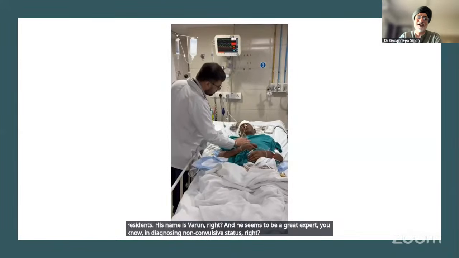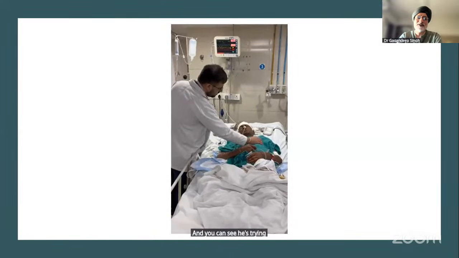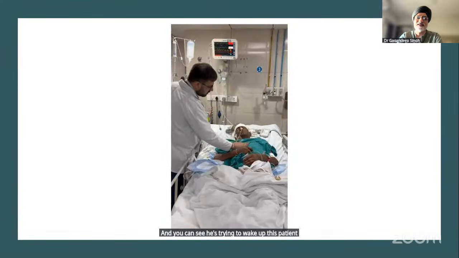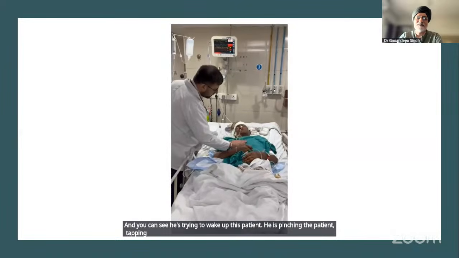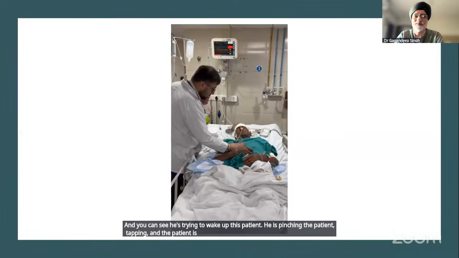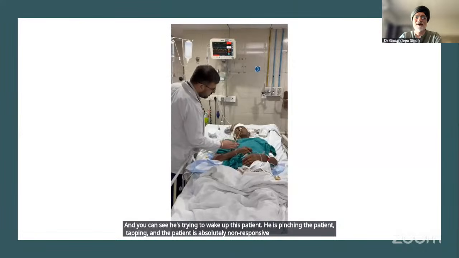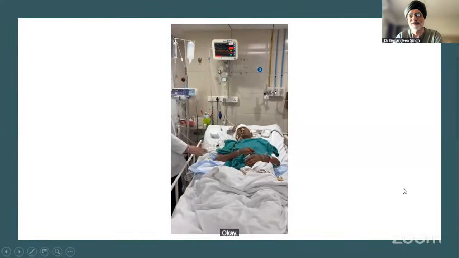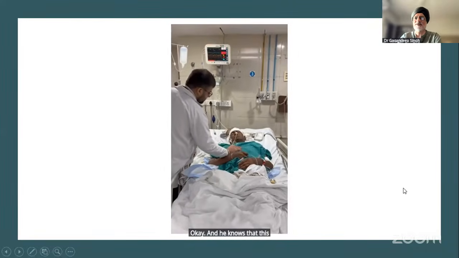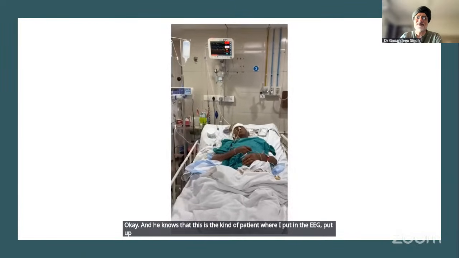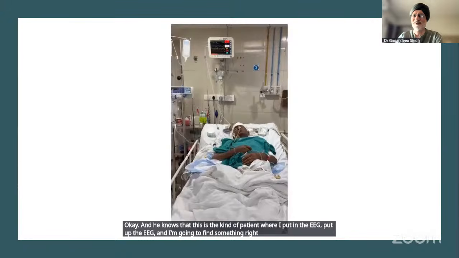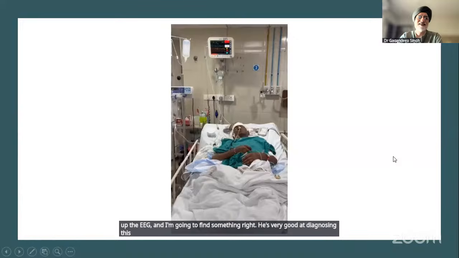And you can see he's trying to wake up this patient. He is pinching the patient, tapping, and the patient is absolutely non-responsive, right? And he knows that this is the kind of patient where I put up the EEG, and I'm going to find something. He's very good at diagnosing this particular condition. Next slide.